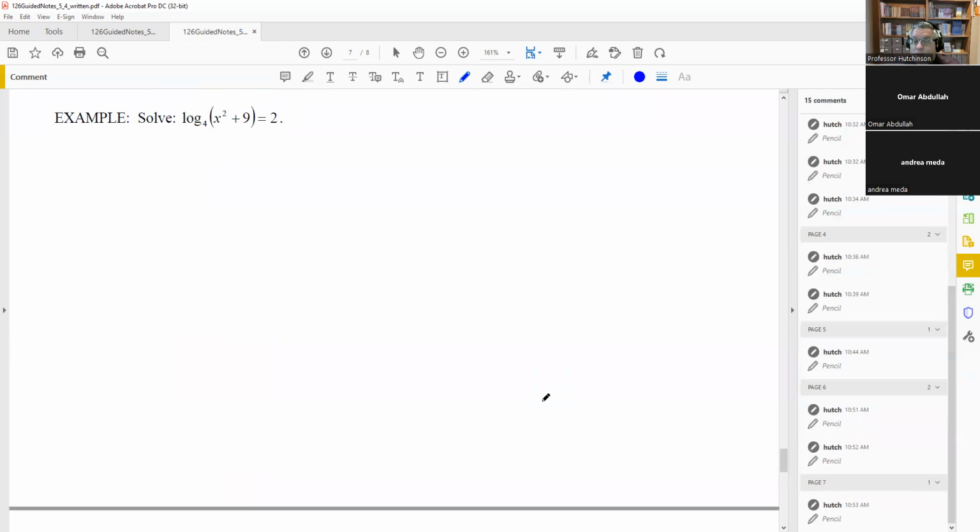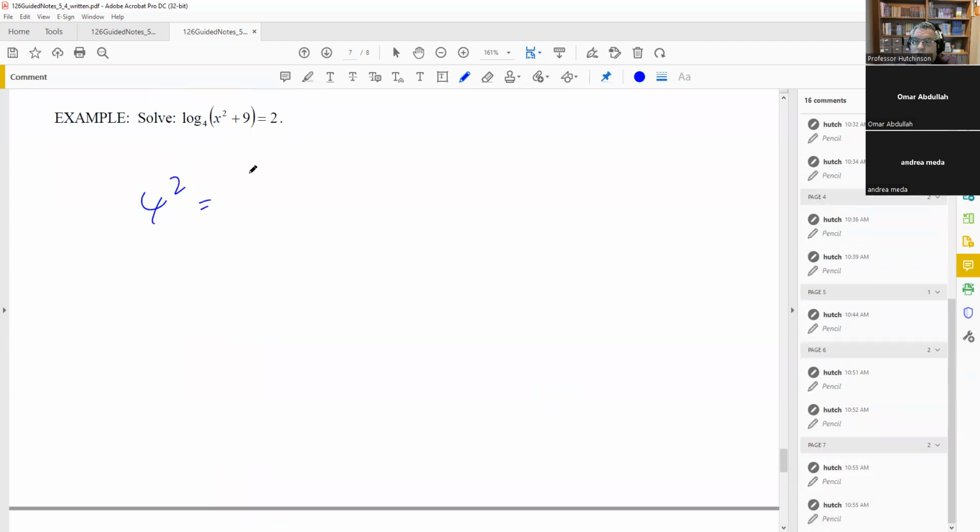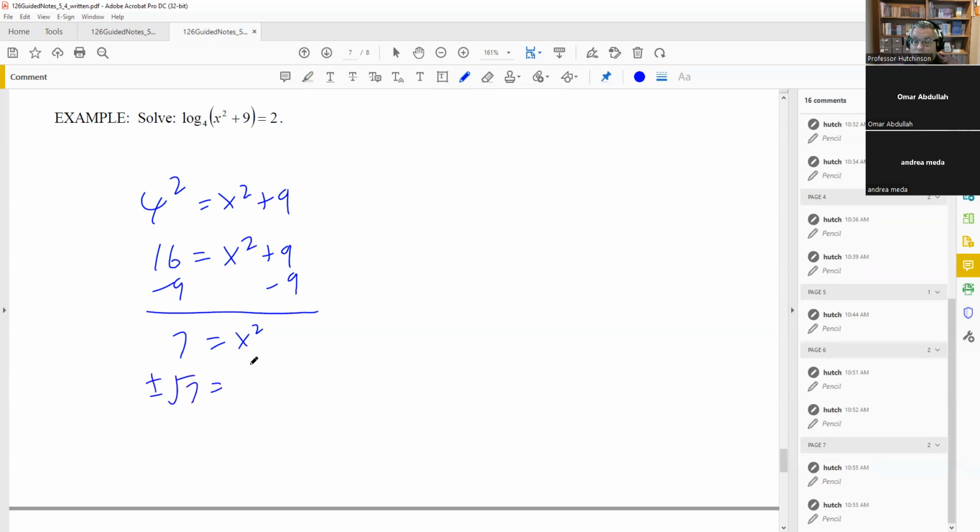Okay, next one. We want to change this into exponential form also. 4 squared is equal to x squared plus 9. The base raised to the number after the equal sign equals whatever is inside the parentheses. 16 equals x squared plus 9. We want to subtract 9 from both sides, and we get 7. Now this is one where we're taking the square root of something, so that's an even root. It means we are going to get plus or minus this time. So plus or minus root 7 is equal to x. We square root both sides, and that's our two answers, plus or minus root 7. You only get plus or minus if it's an even root.